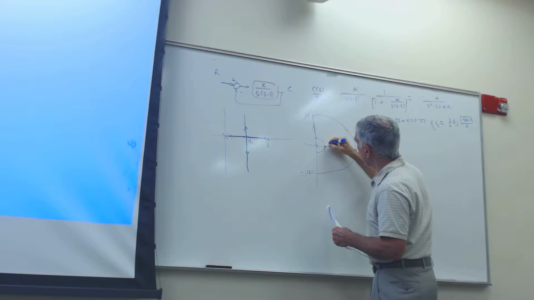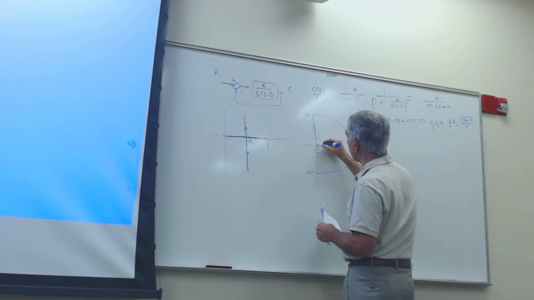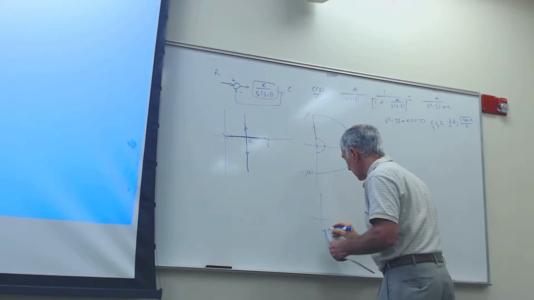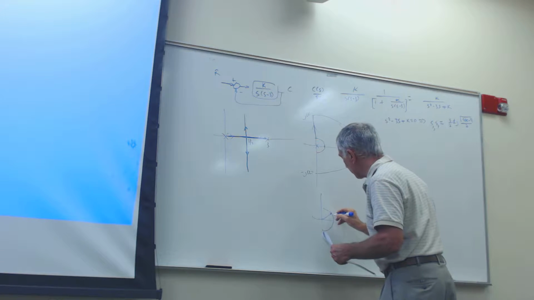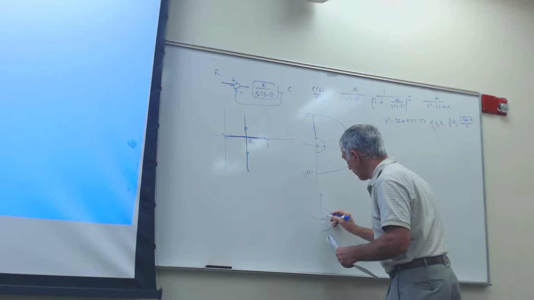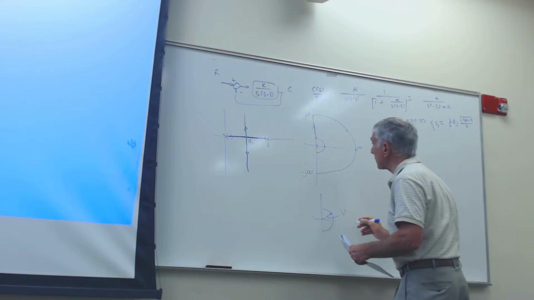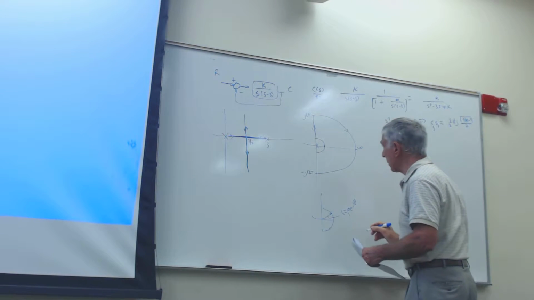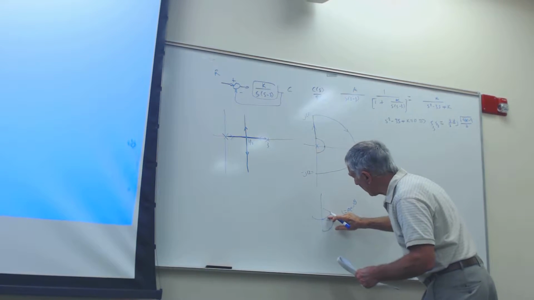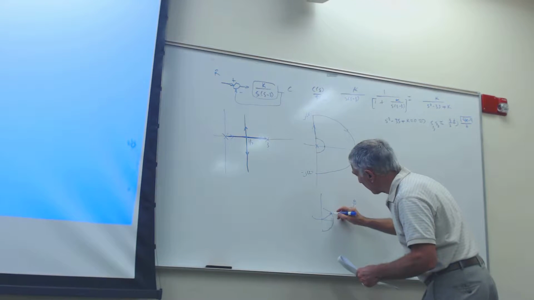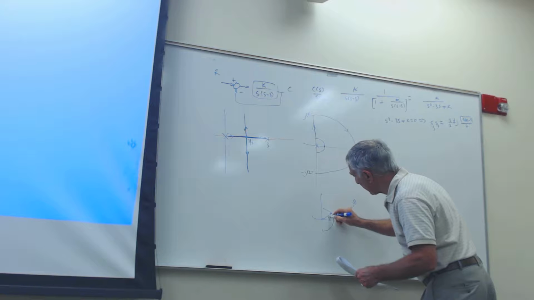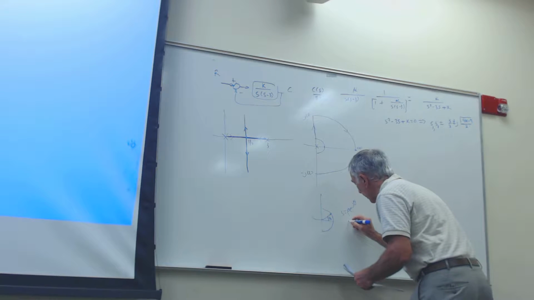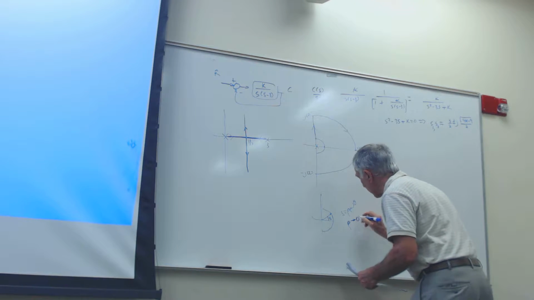So we'll start here, and we enlarge the small contour. It looks like this. Any point on that contour can be described by S equals rho e to the j theta. Theta is this angle in here, and rho is the size of the vector. What we're going to do is let rho go to 0.